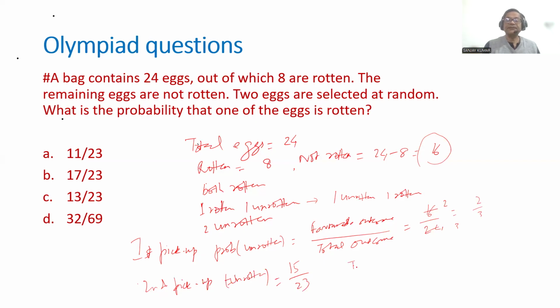So the total probability of taking out an unrotten egg is equal to first 2 by 3, because after doing this only the next one you are doing. It is related to each other. So 2 by 3 into 15 by 23. How much? 3 5s are 15. So 10 by 23.